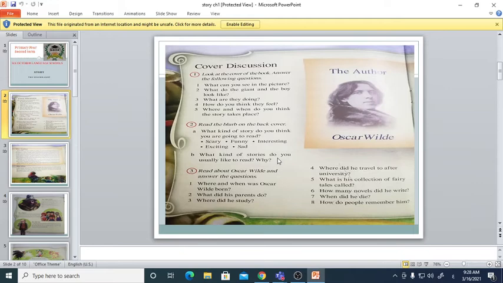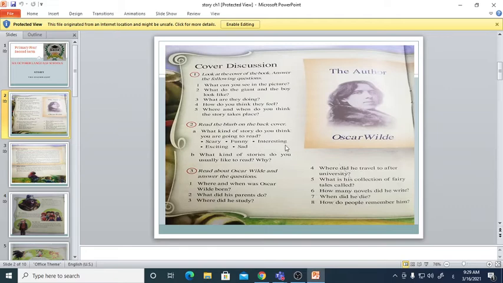What are they doing in the picture? How do you think they feel? Are they happy? Are they sad? Are they angry? Where and when do you think the story takes place? This story, where did it happen? From the picture you can tell that it's a garden.